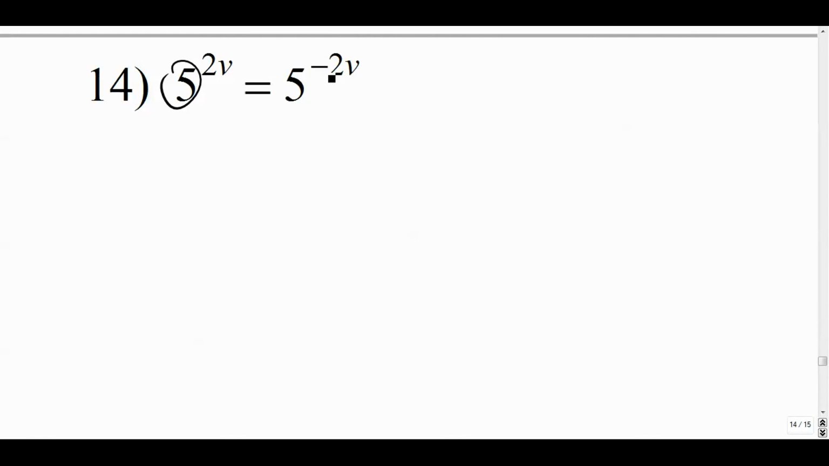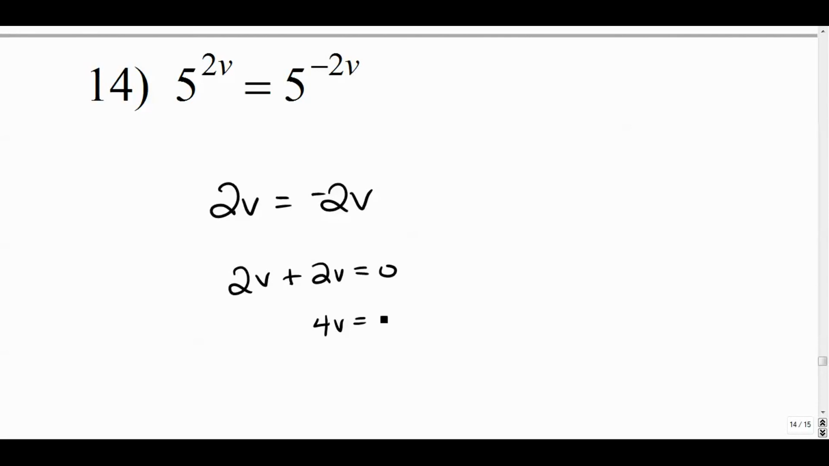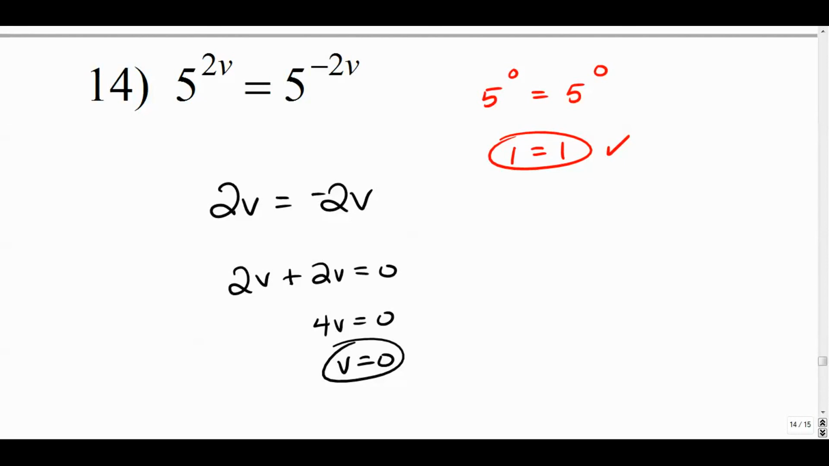Here we already have the same bases, which is nice. If the bases are the same, just set your exponents equal to each other. So let's gather these v's on the same side. 2v plus 2v equals 0. So 4v equals 0, v equals 0. That makes sense, right? If you plug that back in and check it, if v is 0, then 2 times v is 0. Negative 2 times v is 0. So 1 equals 1. That checks out.